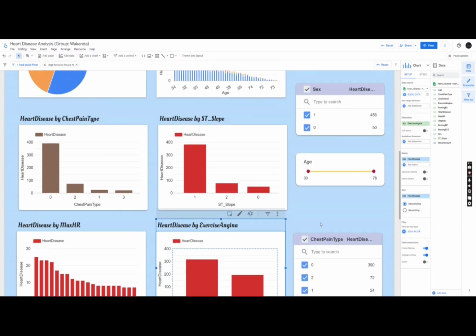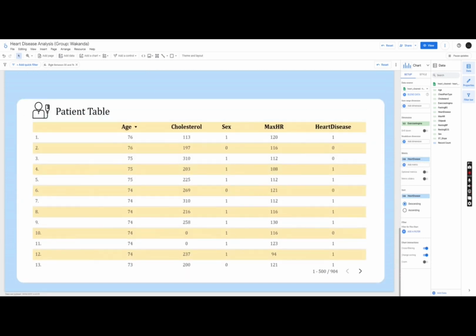And on the right, we have a set of filters that allow users to explore the data in more detail, filtering by sex, chest pain type, and age range. This is useful for narrowing down and identifying trends in specific segments. Finally, at the bottom, we have the patient table, which lists individual patient records including age, cholesterol levels, sex, max HR, and heart disease status. This gives us a more granular view of the data behind the charts.